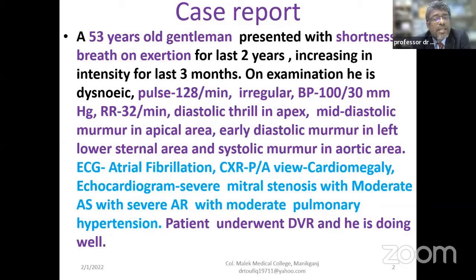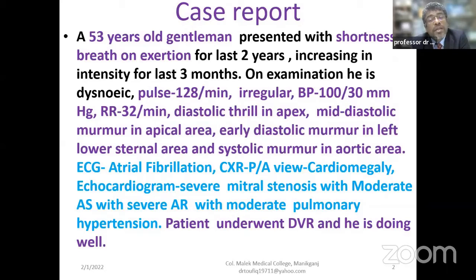This is the commonest presentation. Along with shortness of breath, the patient may present with chest discomfort or chest pain, or with palpitations also, or even with complications of valvular heart disease like heart failure, ankle edema, ascites, or swelling of the whole body, if the valvular heart disease is not treated properly or in time. On examination, the patient is dyspneic. As a patient has shortness of breath, the patient may be dyspneic, and there is usually a thrill.